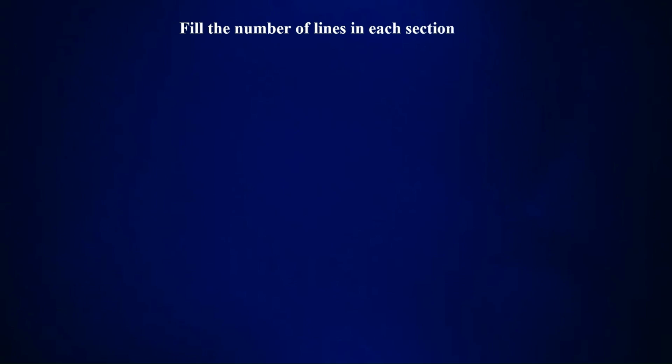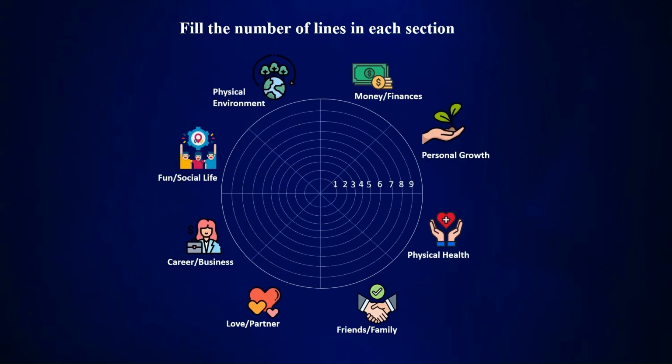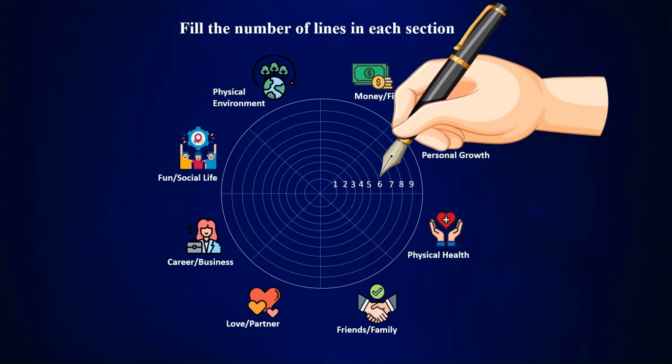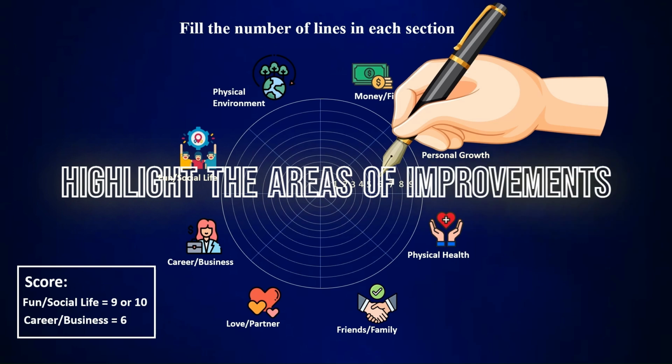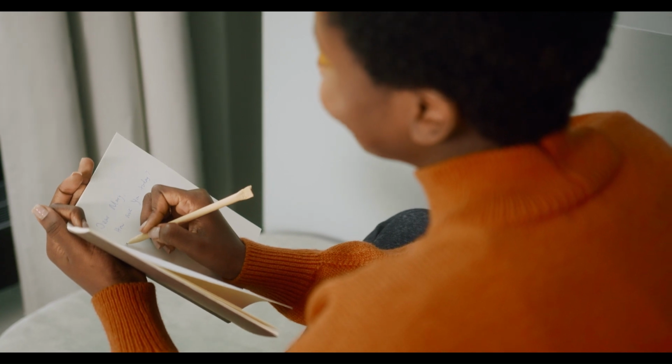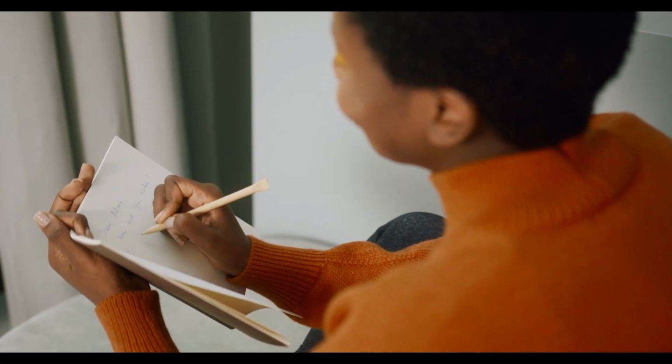For example, if I feel very satisfied about the section fun or social life, I will give myself a 9 or 10 and fill all the lines in that section. Another example, if I feel my career or business needs improvement, I can give myself a 6 depending upon how bad it is going according to me. Finally, you can highlight the areas with the lowest score so that you can start to work on them and make a plan of how to improve that area.